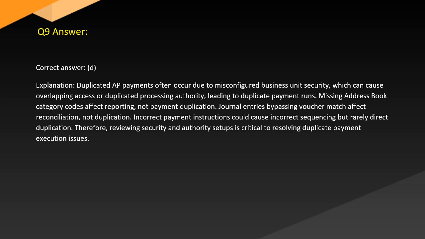Answer. Correct answer, D. Explanation. Duplicated AP payments often occur due to misconfigured business unit security, which can cause overlapping access or duplicated processing authority, leading to duplicate payment runs. Missing address book category codes affect reporting, not payment duplication. Journal entries bypassing voucher match affect reconciliation, not duplication. Incorrect payment instructions could cause incorrect sequencing but not direct duplication. Therefore, reviewing security and authority setups is critical to resolving duplicate payment execution issues.